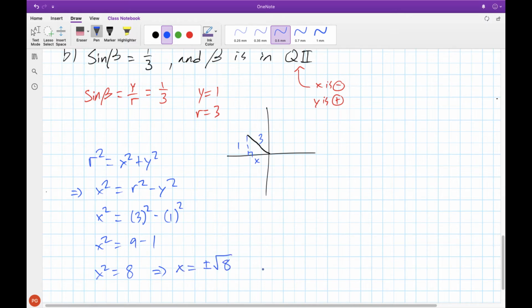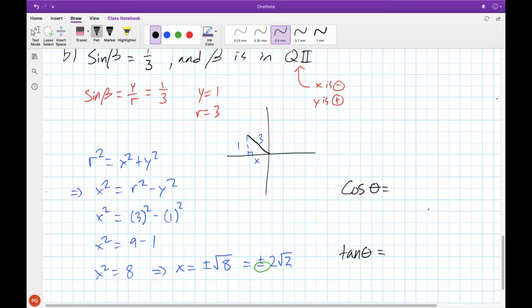Now don't forget, we did radicals right before spring break. We can actually reduce this radical. We can pull out a 4 so that this becomes 2√2, and I would encourage you to do that. This is considered more simplified. Now to figure out whether it's positive or negative, we've got to look back. x is going to be negative in this case, so we're looking for our negative answer here.